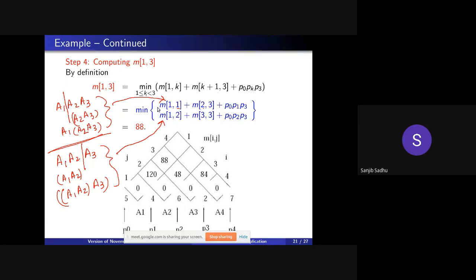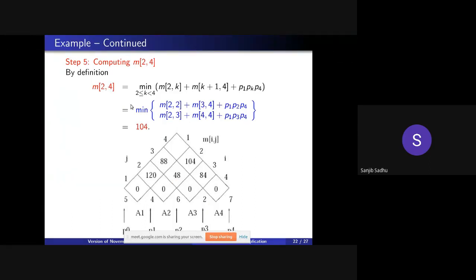So in this case you compute all this, and you will get p0 into p1 into p3. p0 is this, p1 is this, 5 into 4 into 2 means 40. So you add with this 40, what do we get? And in this case also you take the minimum one, 88. So that's why it is. And where you are getting minimum, that is also important. That will help you to find out or reconstruct the parenthesis.